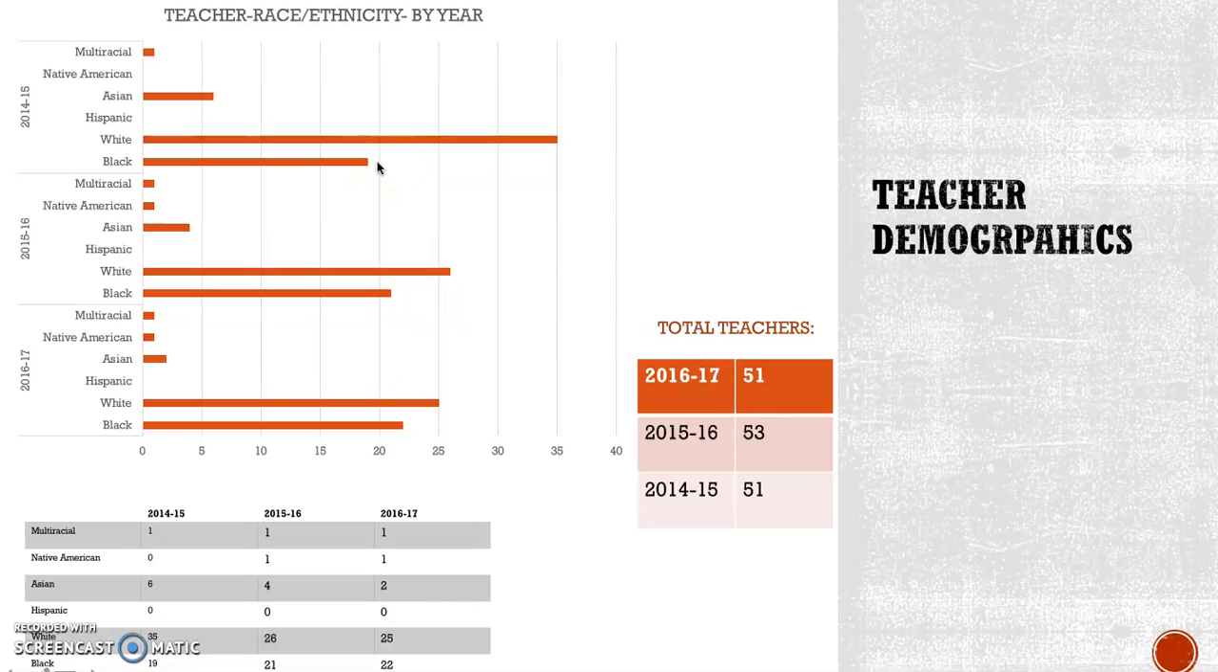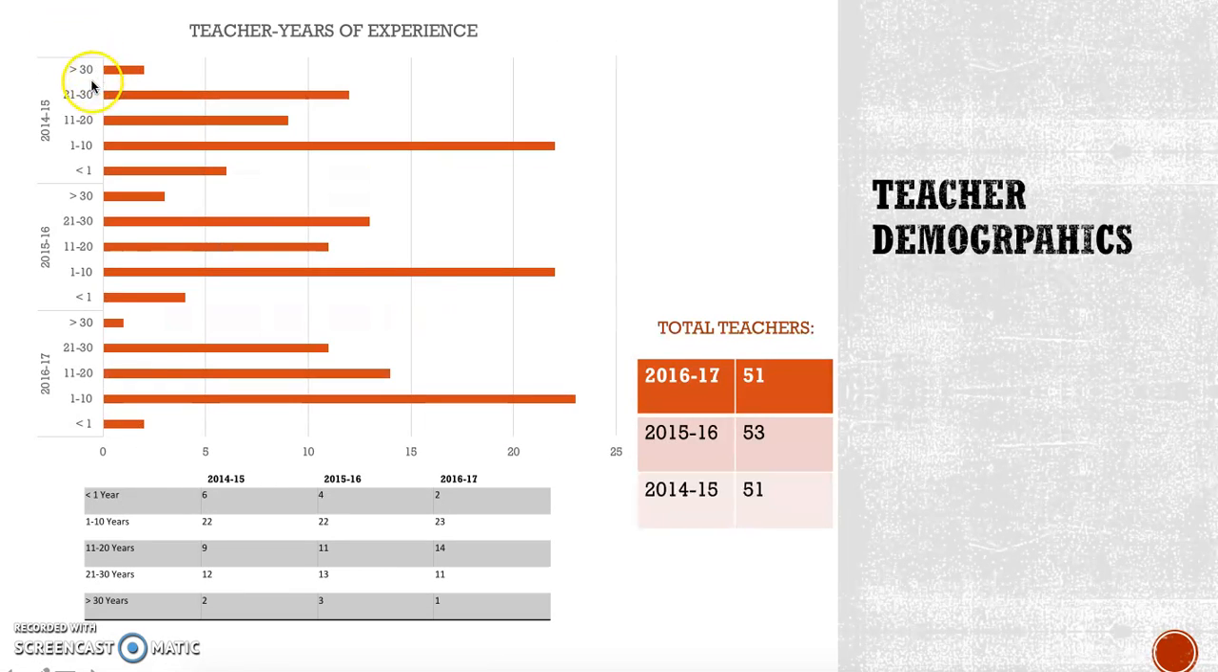And then black teachers, we have 19 to 21 to 22. So for the most part, the predominant teachers are black and white, and we see some multiracial, Native American and Asian teachers supporting the students. As we look at teachers' years of experience, we have a low number of teachers with less than 1 year: 6, then it decreases to 4, and then 2. So we don't have a large number with less than 1 year.